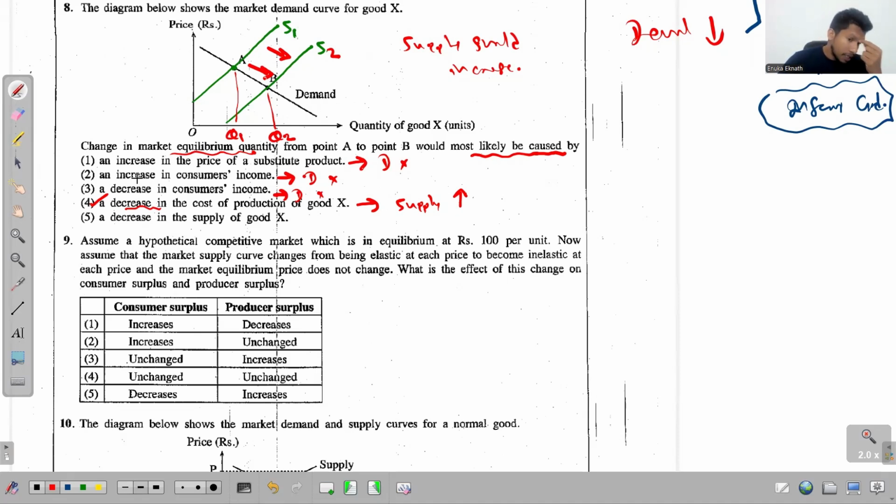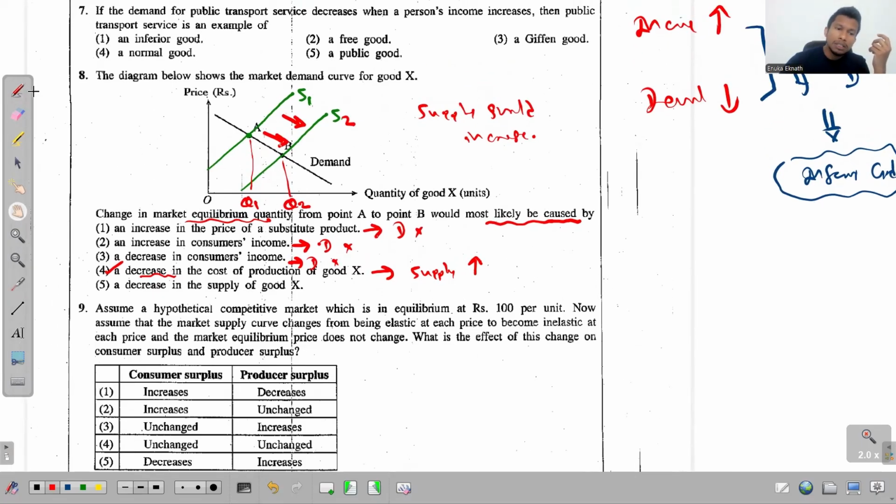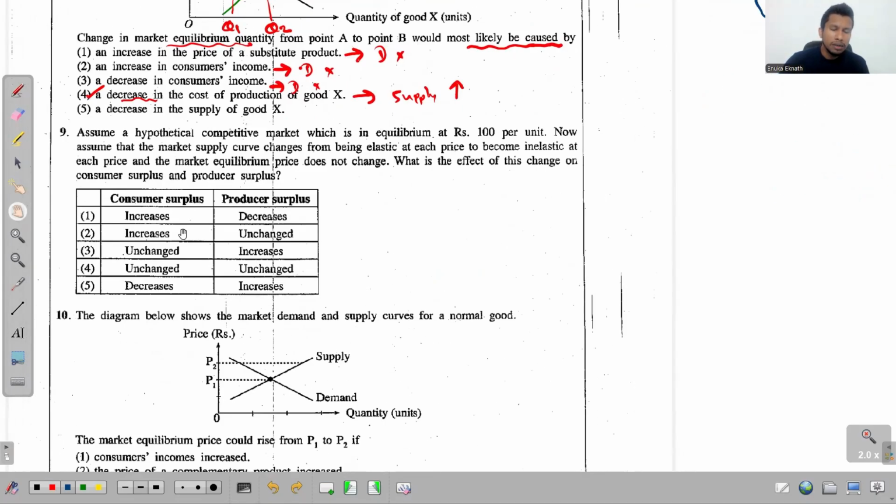And the fifth one, a decrease in supply of a good. See, if a decrease happens, the supply curve gets shifted to the left side, then the equilibrium quantity changes this way, not A to B. It changes upward, not downwards. So that is not the answer there. Right. Ninth one.